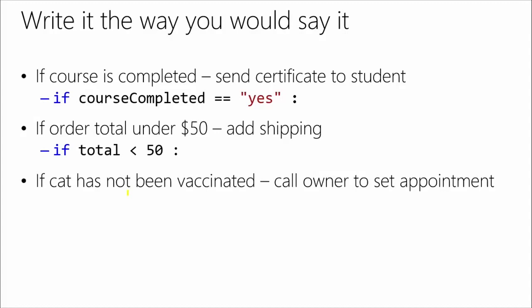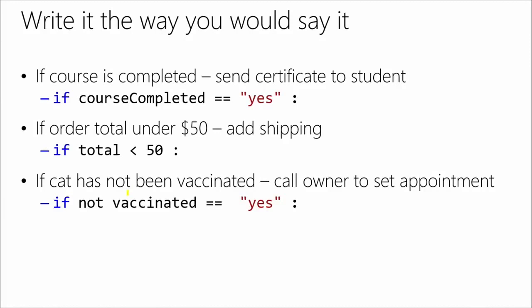If a cat has not been vaccinated, call the owner. Now this one, you go, oh, see, now this one, it's if they have not been vaccinated, call them over. So in that case, I might actually use if not vaccinated, because it's actually the way I think of it. I only do the action if the cat is not vaccinated.